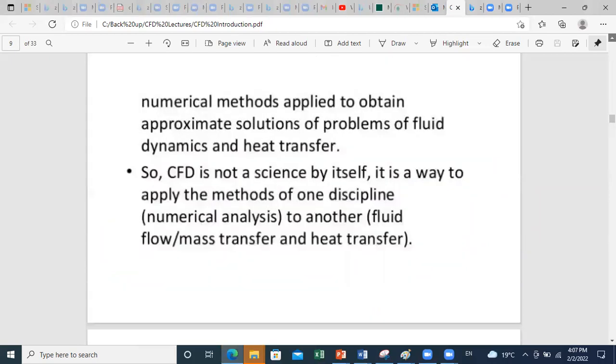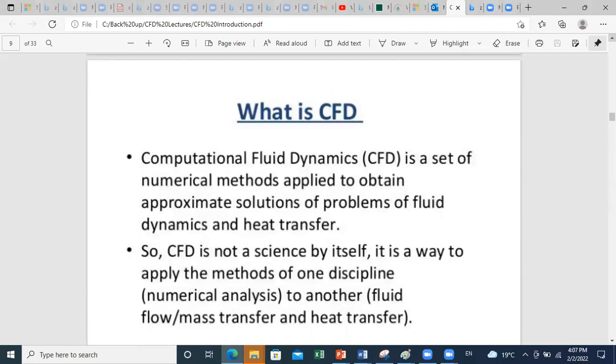So from here we define computational fluid dynamics. Computational fluid dynamics is a set of numerical methods that are applied to obtain an approximate solution of problems of fluid dynamics and heat transfer. So CFD is not considered a science by itself, but it's a way to apply methods of one discipline, which is numerical analysis, to another discipline like fluid flow, heat and mass transfer, etc.